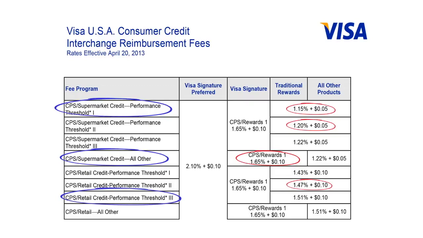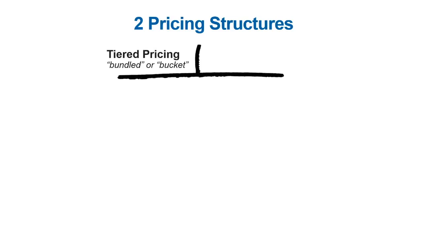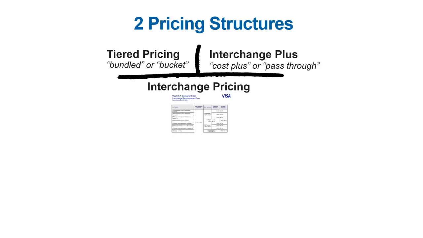was presented. Let's look at two main pricing models and the components of both of them. Most providers will offer the following price structures. Number one, tiered pricing, also known as bundled or bucket pricing. And the second is Interchange Plus, also known as Cost Plus or Pass-Through pricing. In order to compare these two pricing models, let's first look at how the two pricing structures are related. First off, interchange costs are at the core of both pricing models.